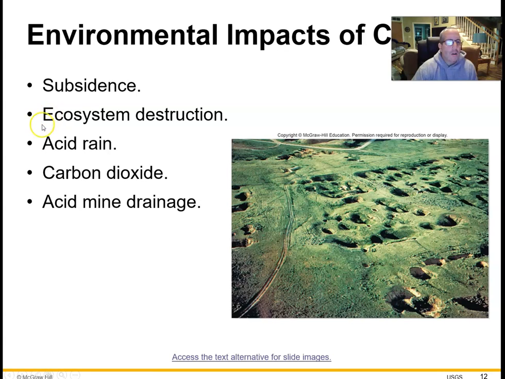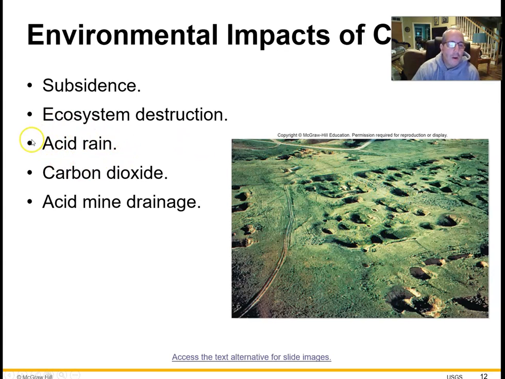You have severe ecosystem destruction in eastern Kentucky right now, because they do have underground mines, but they also have strip mining and something called mountaintop removal that we're going to see in a couple of slides that is very, very destructive to the environment.